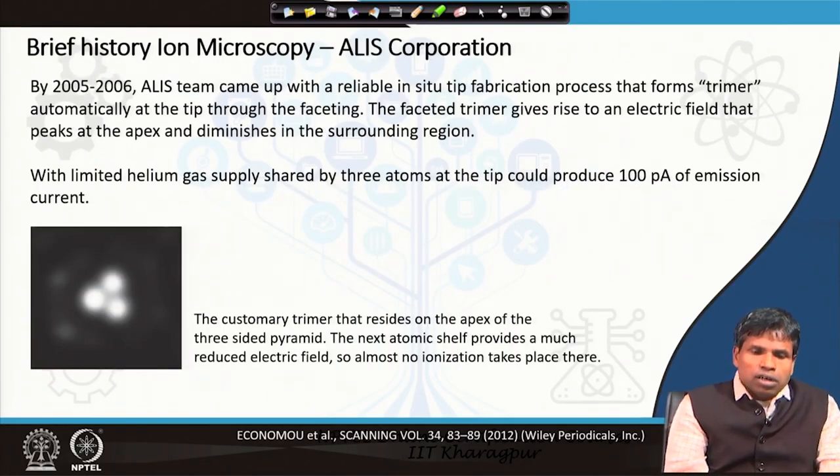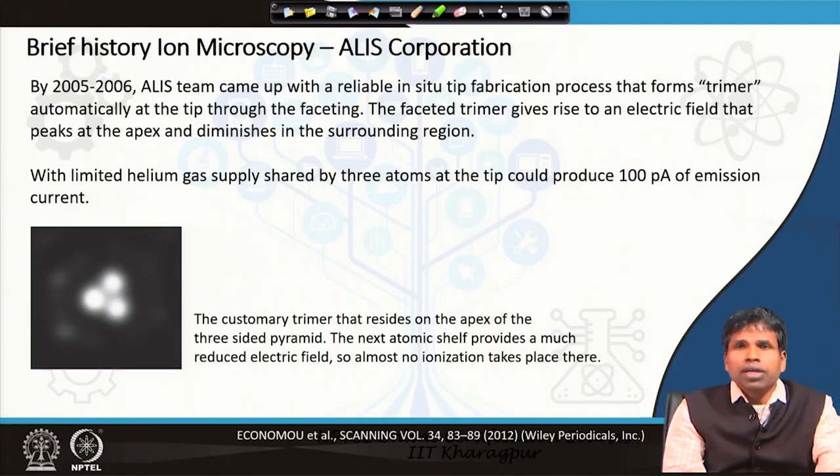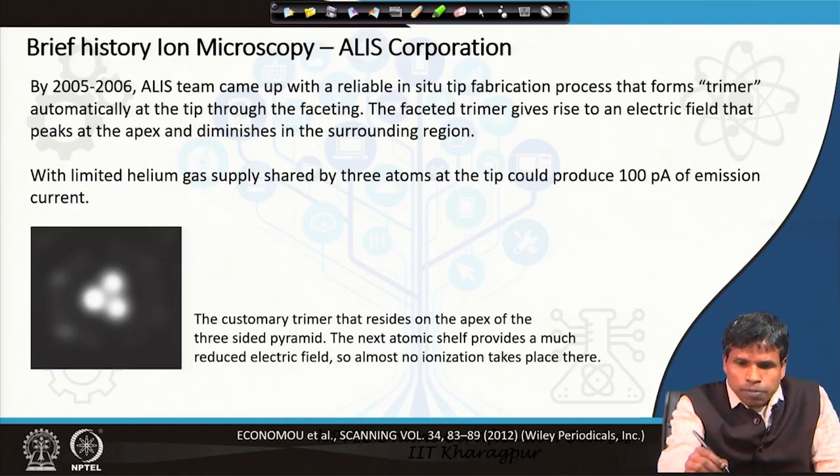The ELIS Corporation started developing the tip, and they gave up producing the super tip or very sharp tip. Rather, they started working on how to produce a reliable tip which could give current uniformly for a longer time. And they obtained a process that forms a trimer, which is formed automatically at the tip through faceting.